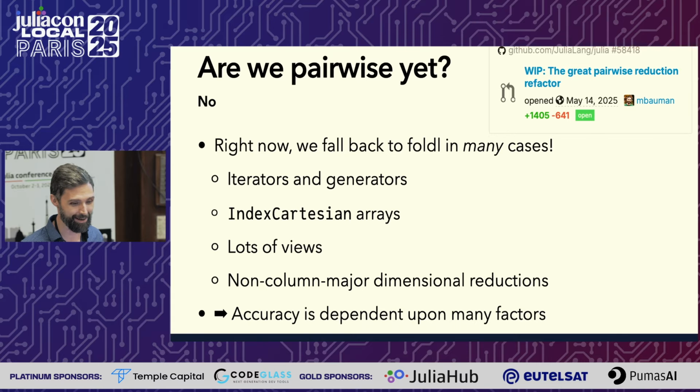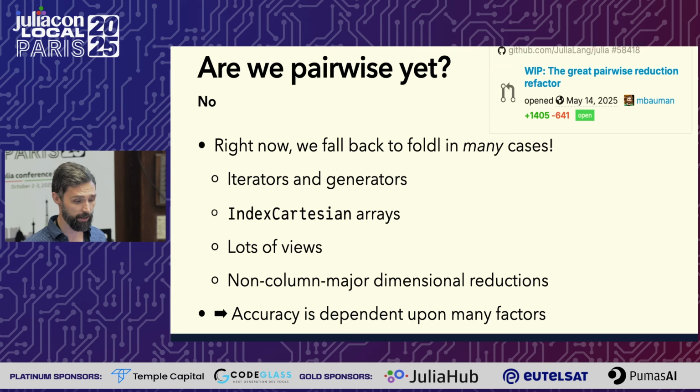So are we pairwise yet? Do we have these pairwise capabilities? And no, we don't. And right now we fall back to that worst case, that foldl, in many cases. This includes iterators, generators, and Cartesian index arrays, which are a lot of wrappers and a lot of views. And this is actually how I got started on this. Jorge posted an issue that said, hey, my mean across a view is a different number than a mean of the array itself. Why is this? This seems wrong. And it's because of this issue. It's because that mean didn't use pairwise summation.